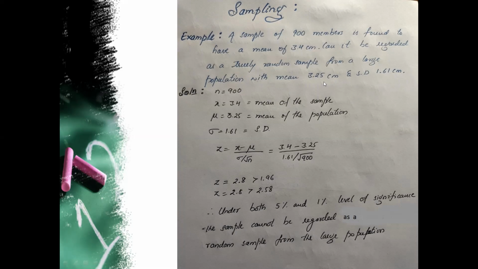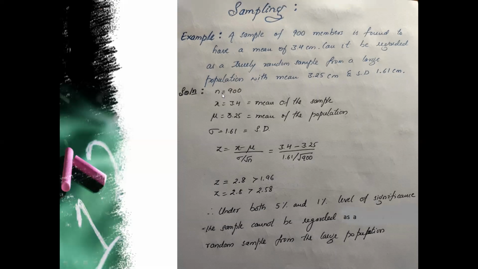That is the question. Now we need to write the hypothesis, or we can consider it as there is not much difference between the mean of the sample and the population, or we can even write that the sample can be considered from the population only. That will be the hypothesis. We can regard the sample as a truly random sample from a larger population. That will be our hypothesis.